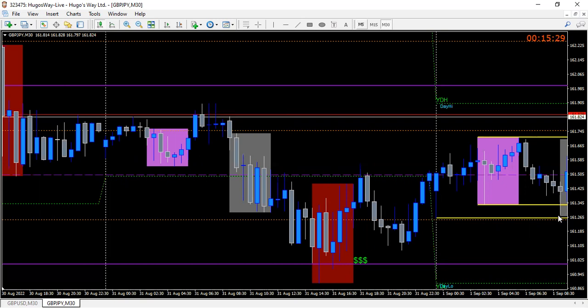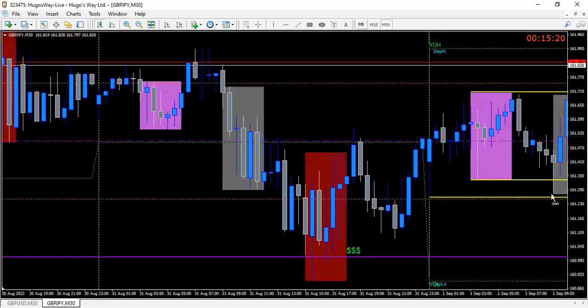So we got a pin hammer as soon as that session opens up, followed by a big engulfing. Well, what are we waiting on? We're waiting on equity hour.